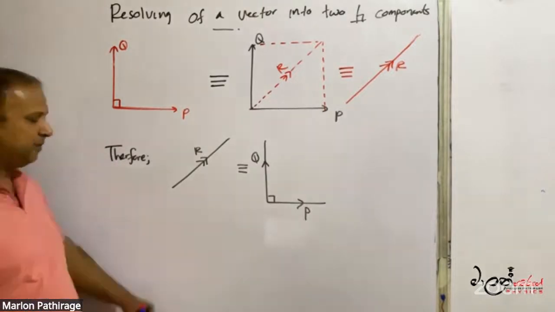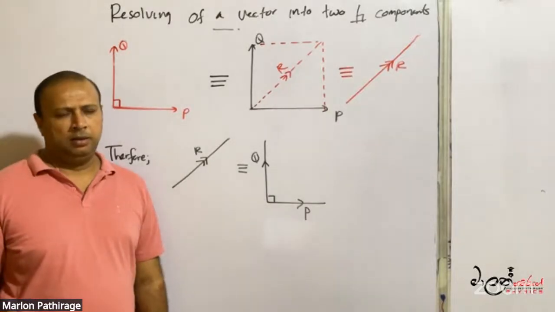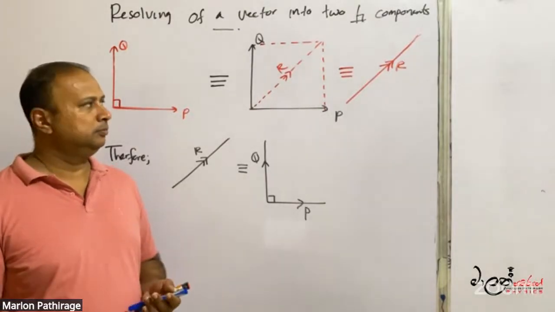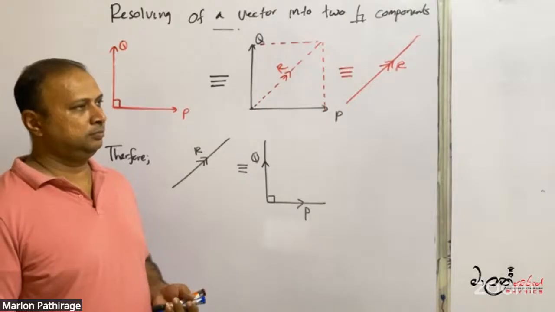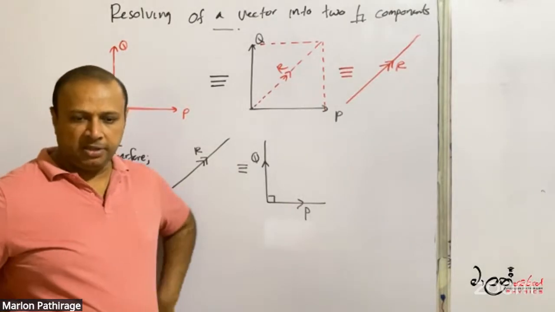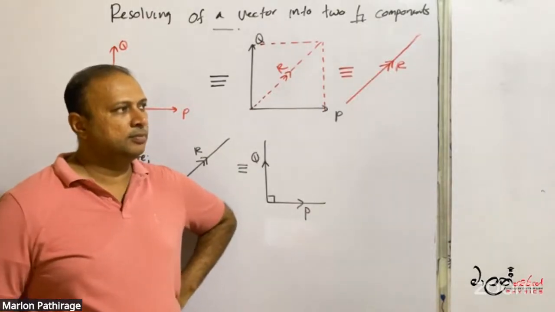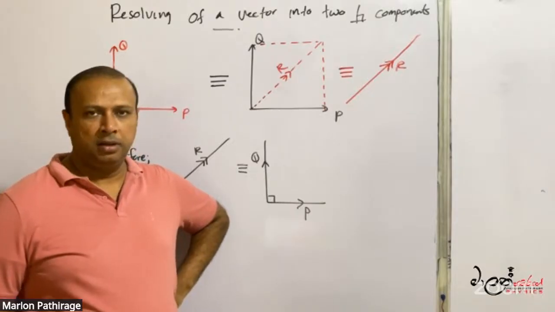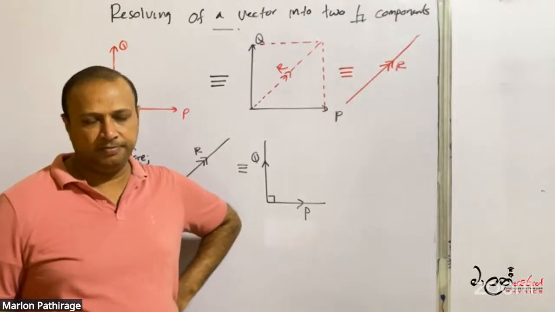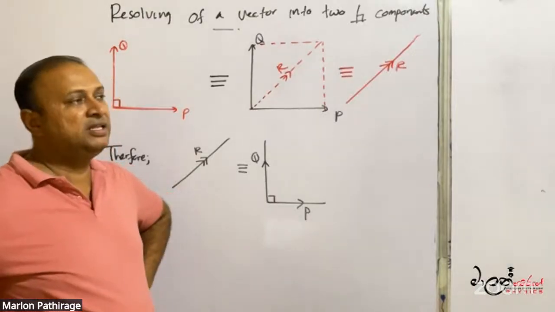Okay, write this. Two perpendicular vectors can be represented by its resultant vector.